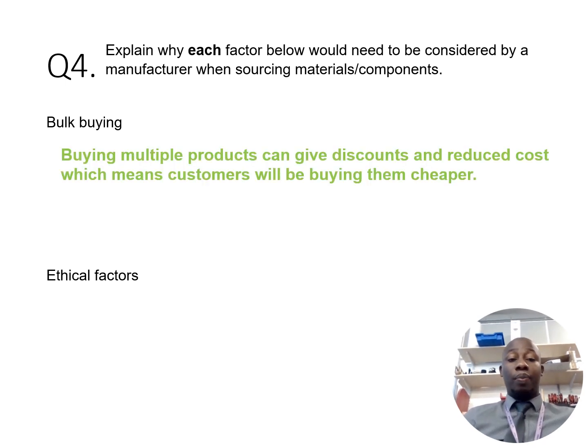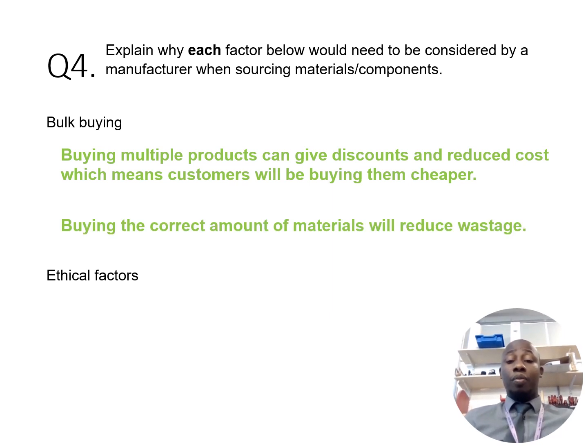My answer here would be buying multiple products or more materials or loads of materials can give discounts and reduce costs, which means customers will buy them cheaper. So manufacturers can go to retailers to buy loads of different materials, and when they do so, they're given discounts. If they're given discounts, then they are very highly likely going to sell those products a little bit cheaper to the consumers.